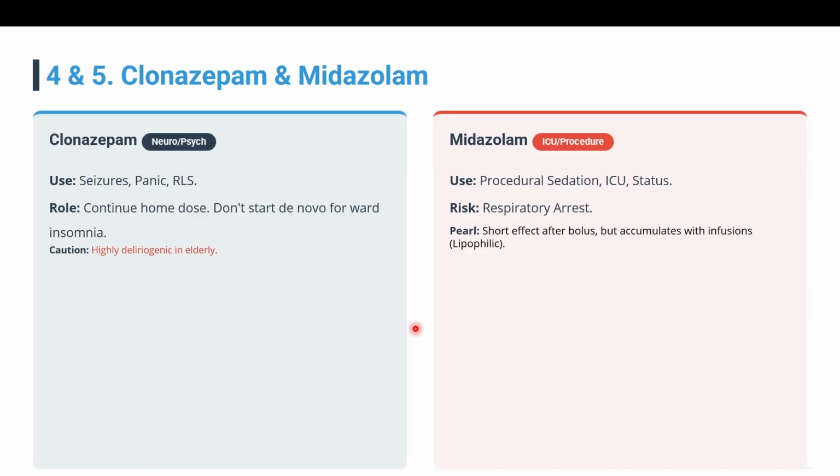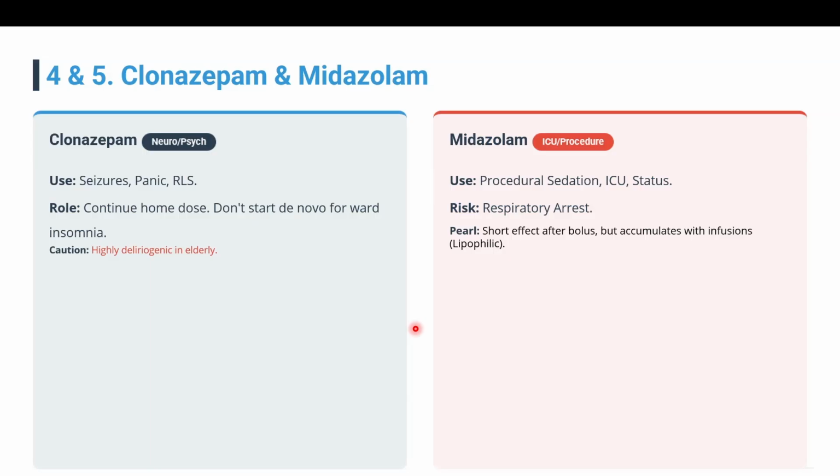So dosing is preferably 0.25 to 0.5 milligram at night initially for panic disorders. Then maintenance can be given at 0.5 to 2 milligram per day in divided doses. Can also be used for seizures, but not so commonly used. So the role of a general physician in case of clonazepam is usually to continue the home dose, and avoid escalating without neurology or psychiatry input.